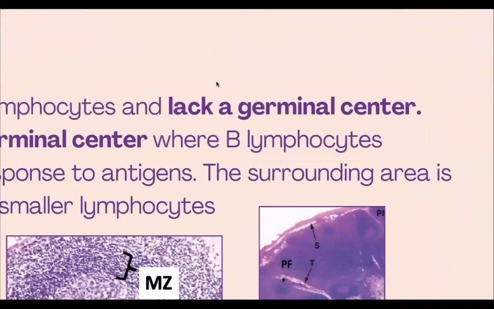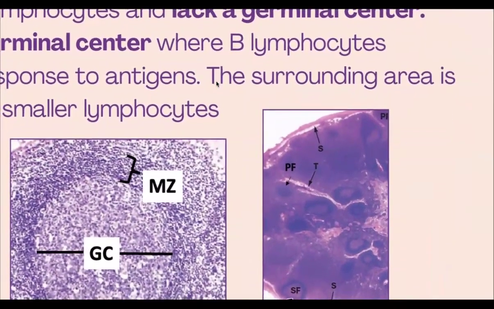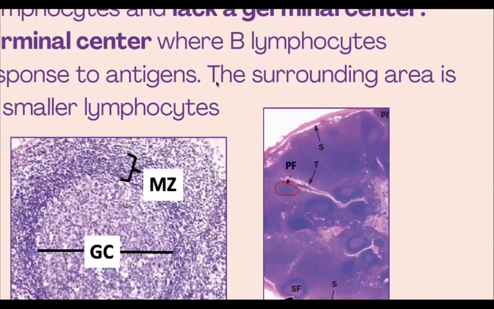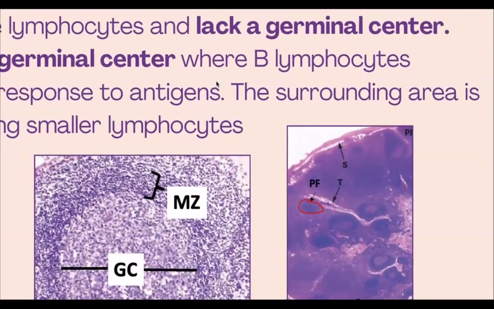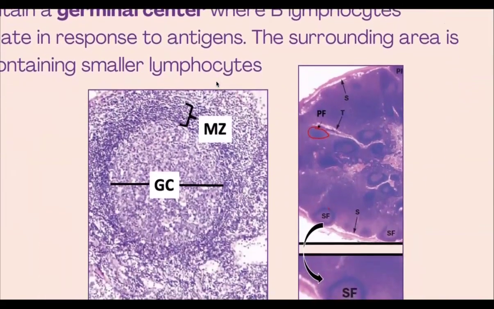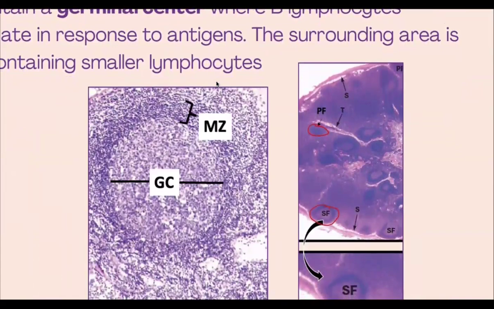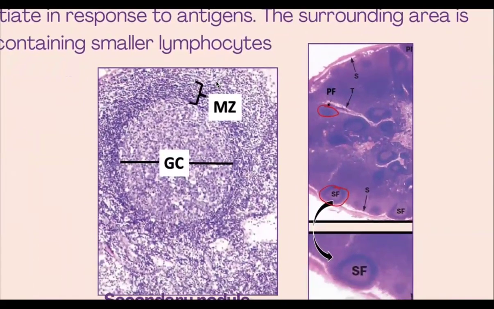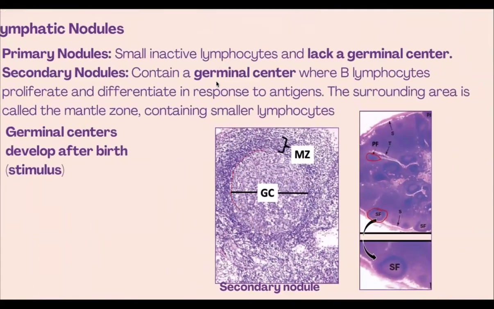So notice again, the primary follicle only has one color around it. It's very dense in one area. It doesn't have a germinal center, so it doesn't have B lymphocytes which are maturing. They're only inactive. And then you have the secondary follicles, where you can see there's a dark outline and a center which is lighter, the germinal center. It's a lighter area as compared to the outer part. These contain the B lymphocytes, and that's where they mature and differentiate.